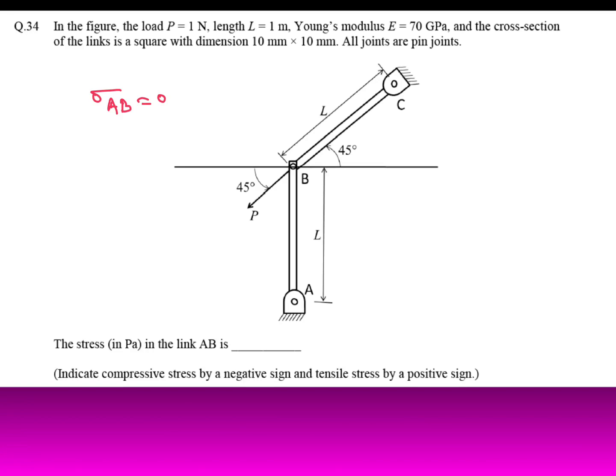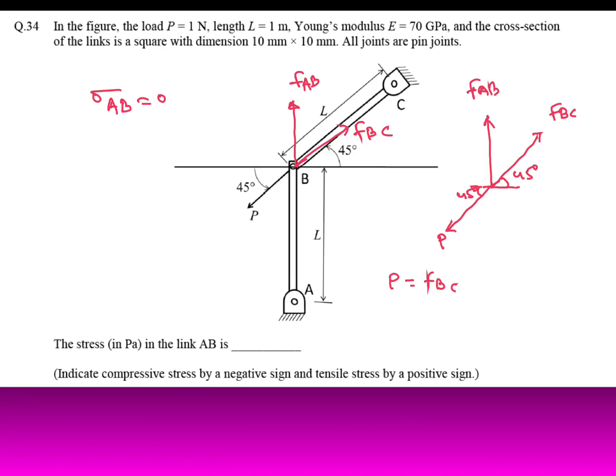P is like this, so you will get FBC here, and this is FAB. Or the free body diagram you can write like this: P is in this direction, FAB in this direction, and FBC. The angle is also given, 45 degree, and this angle is also 45 degree. Both are collinear, so P is equal to FBC.